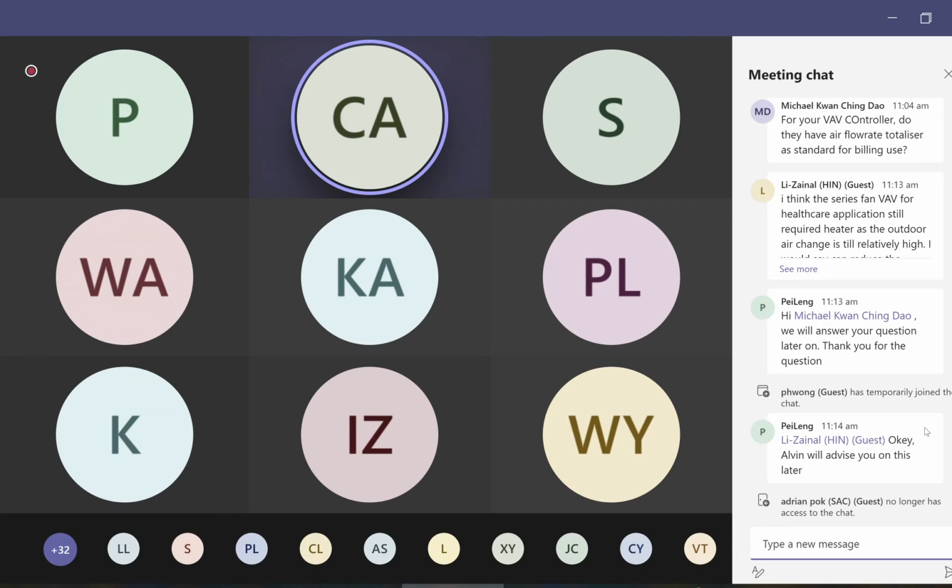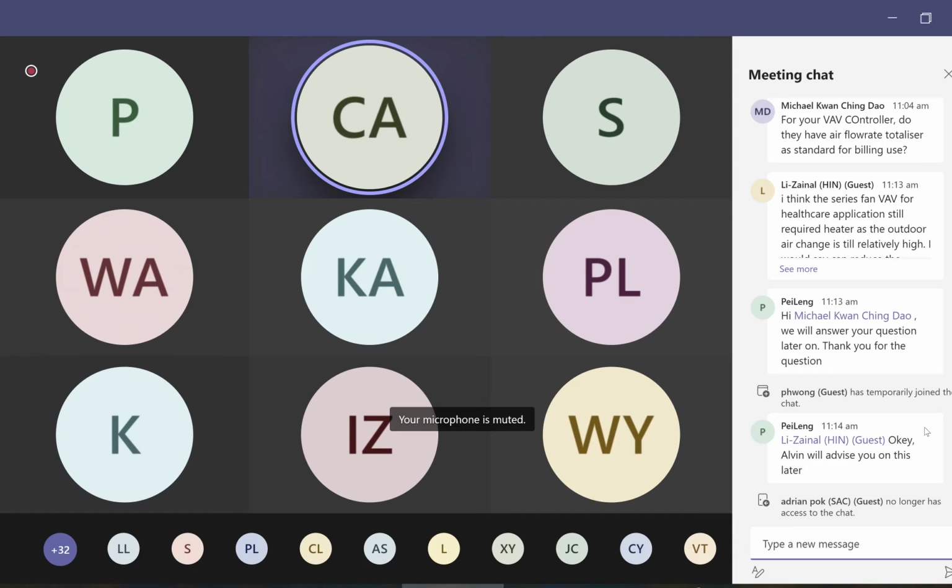Next question is asking about the totalizer for the VAV flow, or to calculate the average flow rate. That is dependent on the programming by the BMS. The controllers don't have this feature built in.